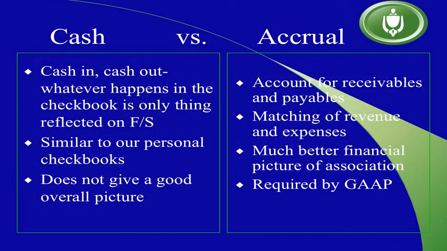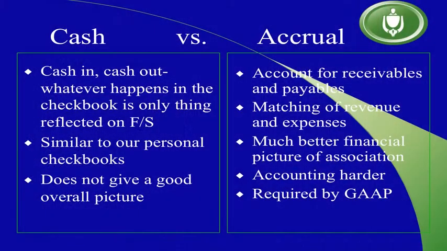And in fact, this is required by GAAP, or generally accepted accounting principles. This is the method that CMA uses to produce your monthly financial statements. It includes accounts payable and accounts receivable. It matches revenue with the corresponding expenses, and it just gives a better overall financial picture of how your association is operating on a monthly basis.